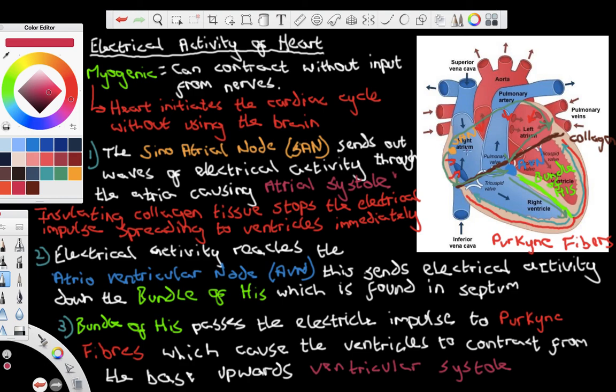So we get this dir, which causes the atria to contract, the electrical impulse is spreading, it goes down these fibres, and then the dum. So we get dir, dum. Dir, dum. Yeah? Dir, dum. And the cardiac cycle is initiated.